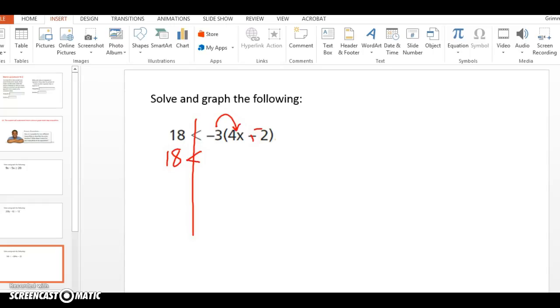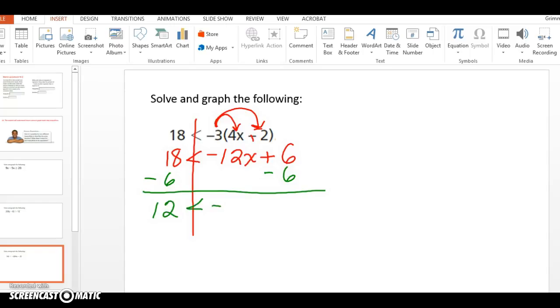-3 times 4 is -12x, good. All right, I'm going to keep my plus sign, but this time I have a -3 times a -2. Positive 6. Good. And see, once you get to here, it's back to easy again. We're very good at solving two-step equations. All right, so we're going to start off by subtracting 6. So 18 minus 6 is going to give us 12, less than -12x. Next step here is to divide by -12. And what should be going off?